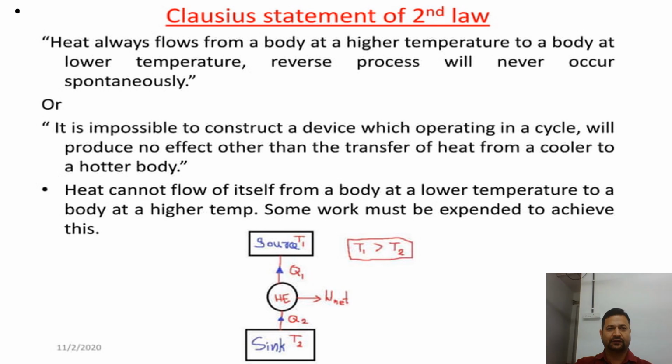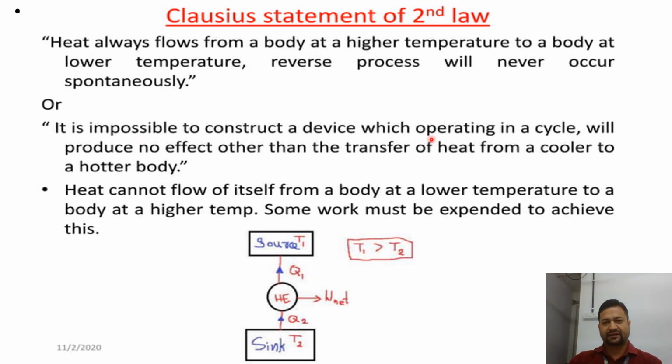Now we are going for the Clausius statement for the second law. Firstly, the definition for the Clausius statement: heat always flows from a body at a higher temperature to a body at a lower temperature. This is a natural phenomenon. The reverse process will never occur spontaneously. So if you have to supply heat from low temperature to high temperature, it is not going to occur naturally or spontaneously. We have to do some amount of work on that system.